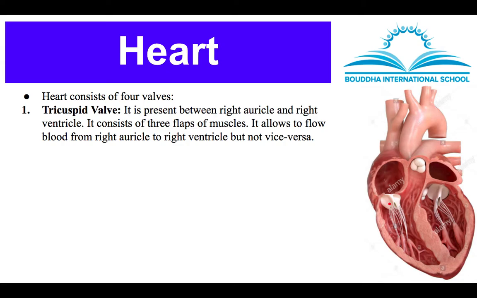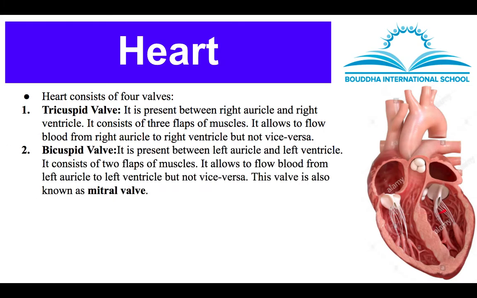And the valve has only one-way access. That means it allows the blood to come from the auricle to the ventricle, but the blood cannot go back from the ventricle. So the function of the right tricuspid valve is to allow the blood to come from the right auricle to the right ventricle, but not vice versa.